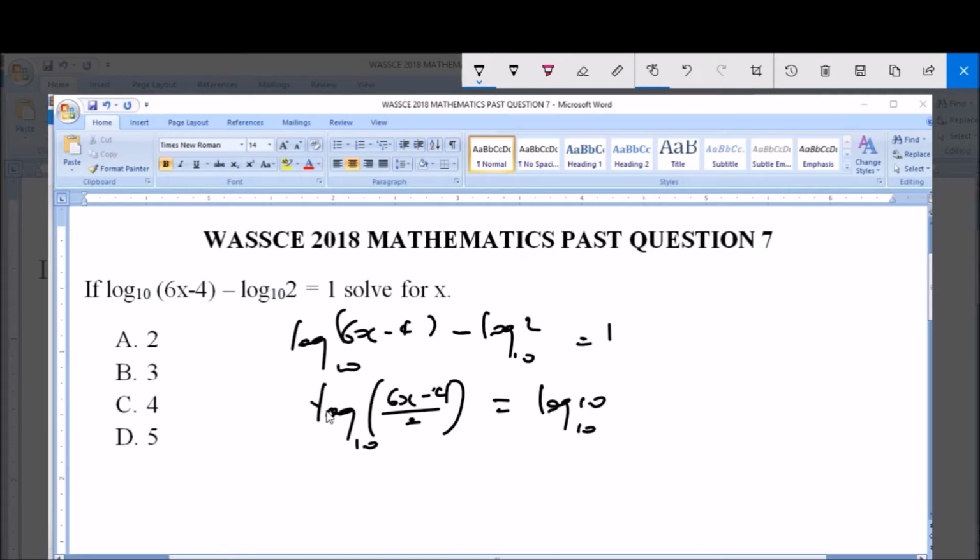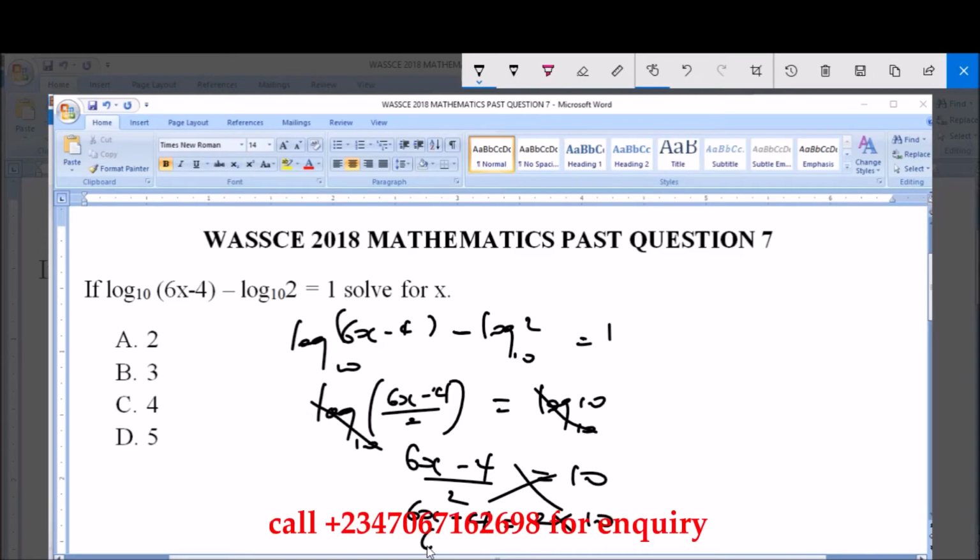So from this we can see this log base 10 cancels, and then we'll be having (6x minus 4) all over 2 is equal to 10. Now when you cross multiply, you have 6x minus 4 is equal to 2 multiplied by 10, and so we have 6x minus 4 is equal to 20.